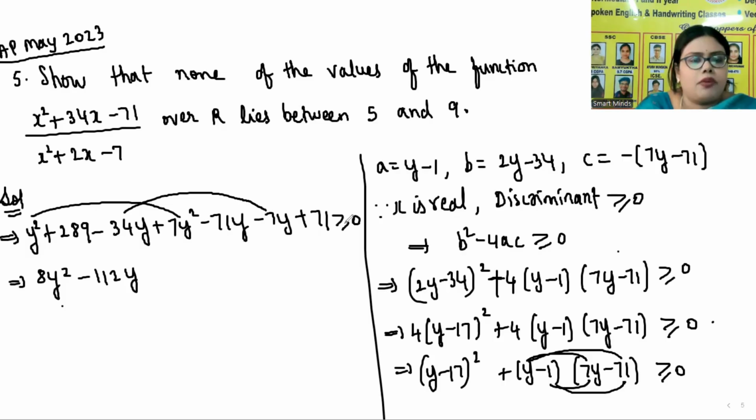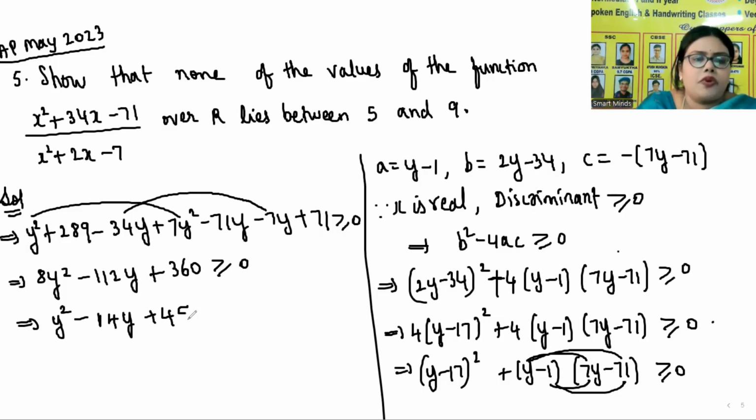Now we'll solve the constants. 289 plus 71, how much is that? It is 360. Now you can see we can divide the whole equation by 8. So y square minus, 8 ones are 8, 8 fours are 32, so that is minus 14y plus 45 greater than or equal to 0.